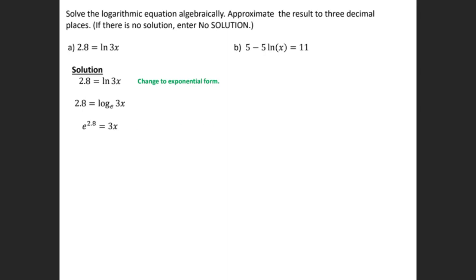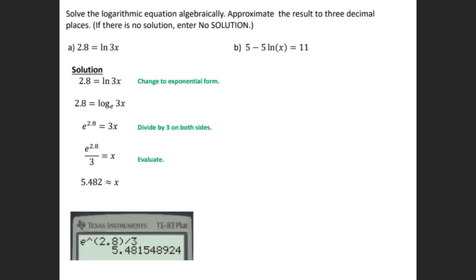Okay, divide both sides by 3. So x is equal to e to the 2.8 divided by 3. Again, I use just my calculator, and that's going to give me my answer, 5.482. Same thing with b.